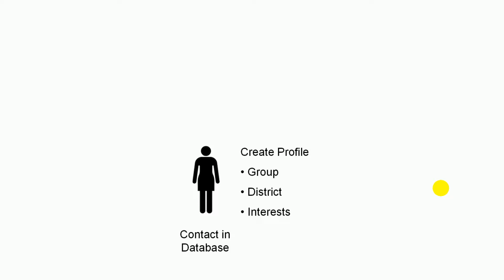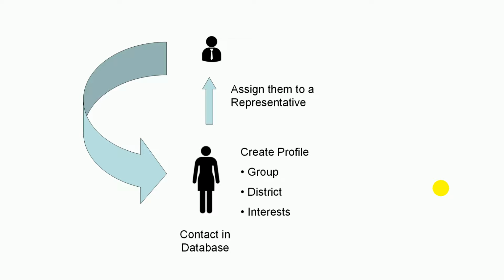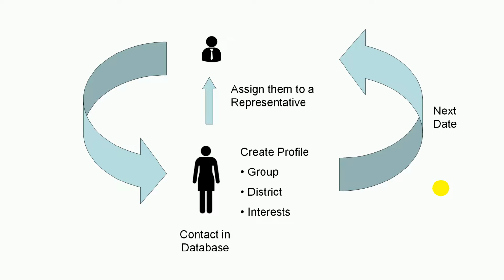Once we've got all that set up, we assign the contact to a sales representative who on a regular basis communicates with the contact and hopefully makes sales and sets the next date of contact. And there is the cycle between rep and contact, generating sales and revenues.